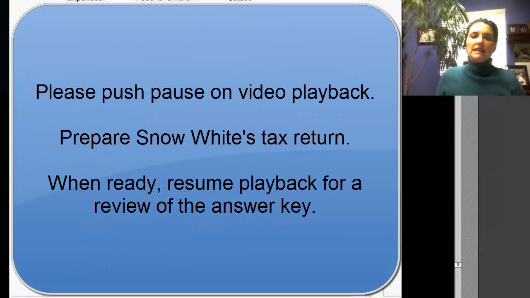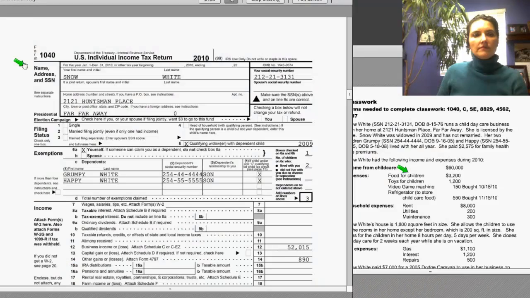So at this point, please push pause on video playback, prepare Snow White's tax return, and when you are finished, please resume video playback for a review of the classwork answer key for Snow White's tax return.